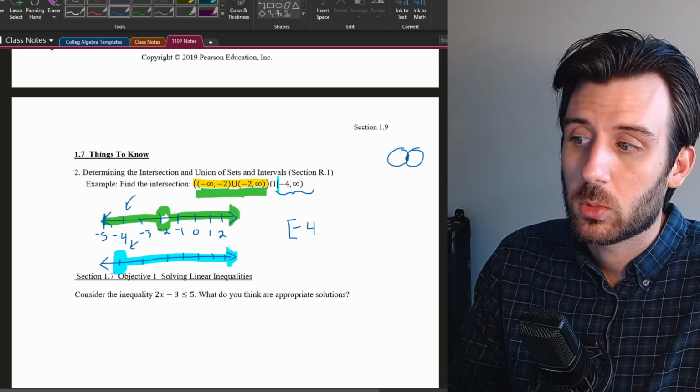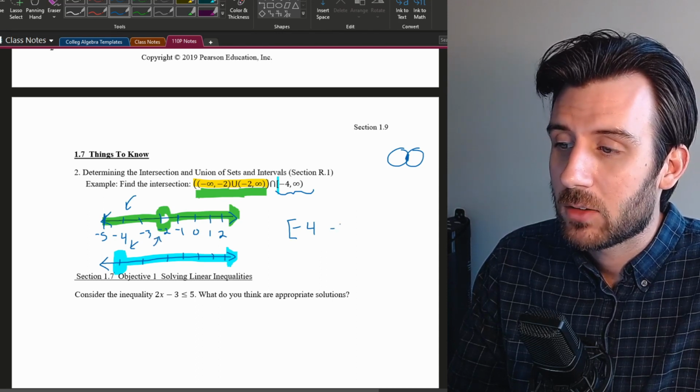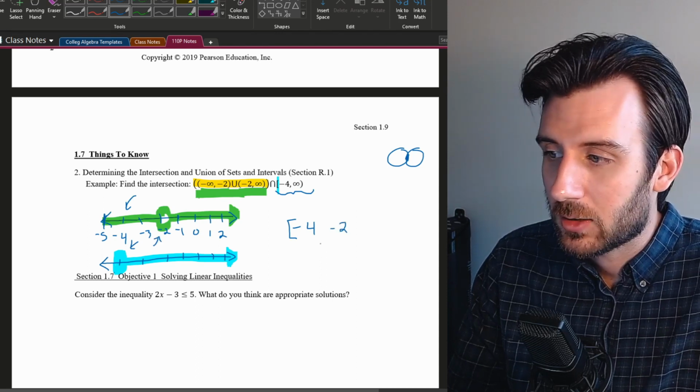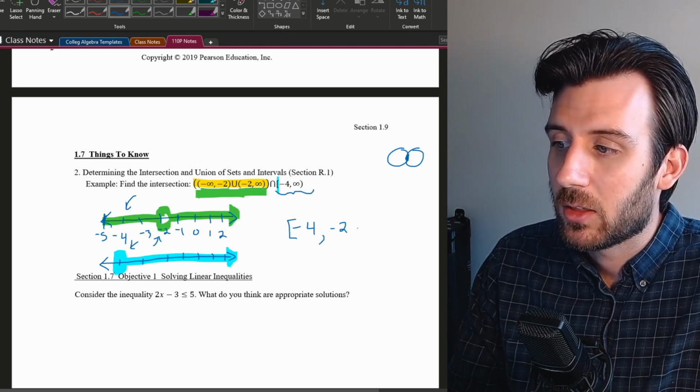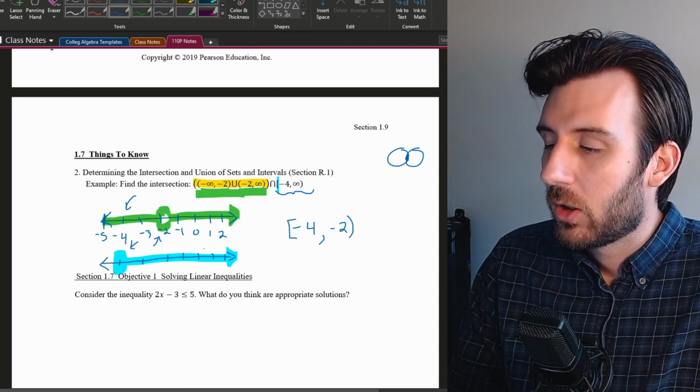-2 does not work. -2 is not in the above picture. So I'm going to say that -2 is my next reference point that I need to kind of stop at, and I'm going to say that that is something that is not included. Okay. What else do we have?